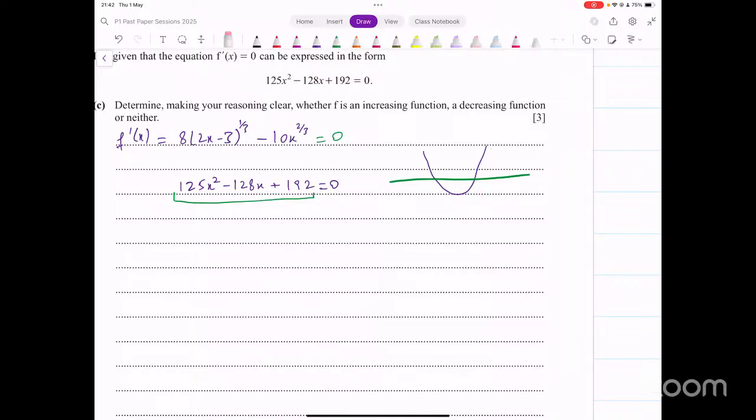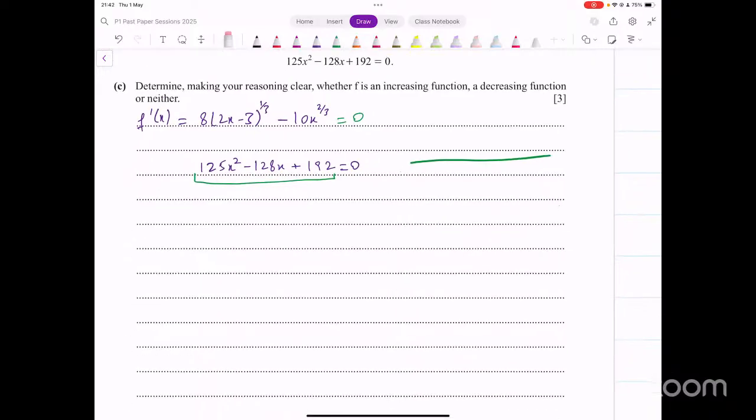Or it could be above the x-axis, all of it, or it could be just touching the x-axis. Let's figure out which one of those cases it is. Can we solve this equation somehow? In this case, we've got this function. Can we find any values of x from this?